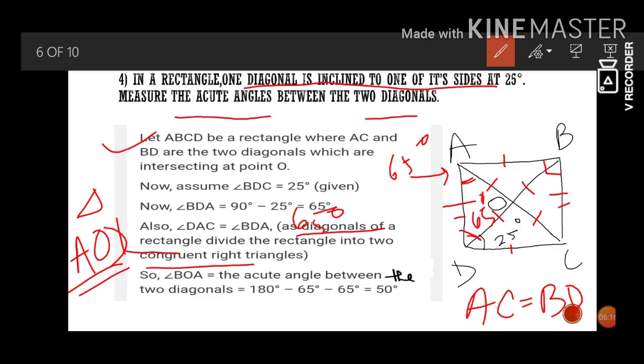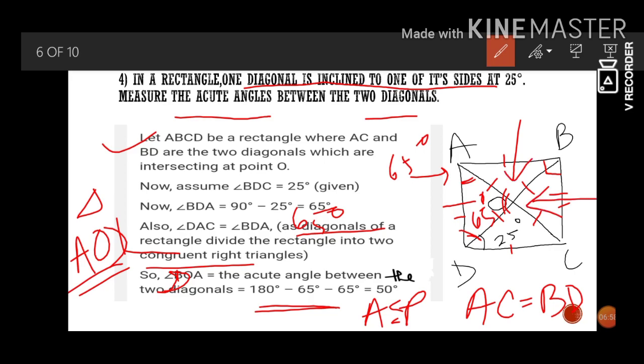Now the angle AOD, in this triangle, here it is a misprint, it will be D. DOA, the acute angle between the two diagonals, will be 180 minus 65 minus 65, that is 50, using the angle sum property. That is, the sum of the total angles of a triangle is 180, and we know that angle D and angle A are 65. So angle at O is 50 degrees, which is the acute angle, whereas angle AOB is 130, which is an obtuse angle.